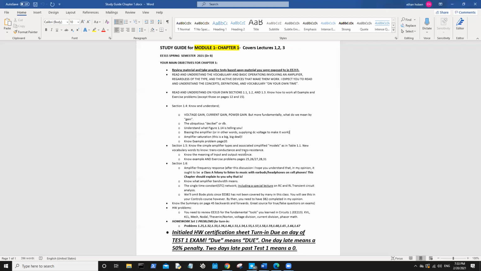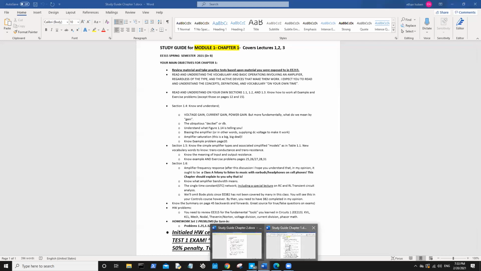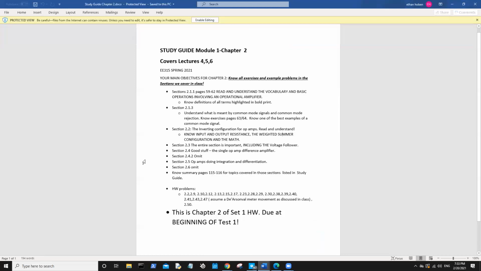Know the summary on page 45 backwards and forwards. As we said earlier, if you memorize the summaries on chapters 1 and 2, you'll be set for probably all true false questions. And in general, you'll have a better understanding of definitions and be able to understand questions easier. Then it says you just need to understand all the normal stuff: KCL, mesh, nodal, Thevenin, Norton, voltage division, current division, and phasor math. And this is chapter 1. Let's jump over to chapter 2.